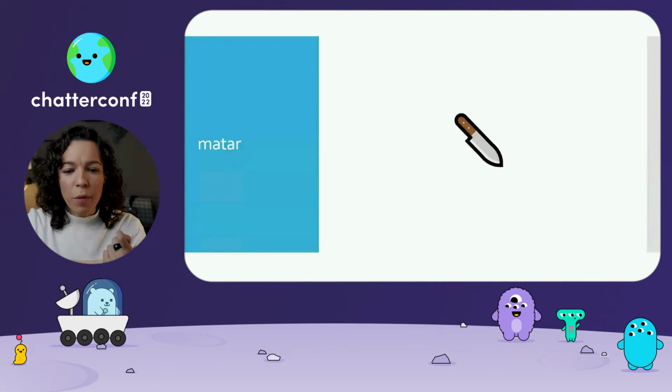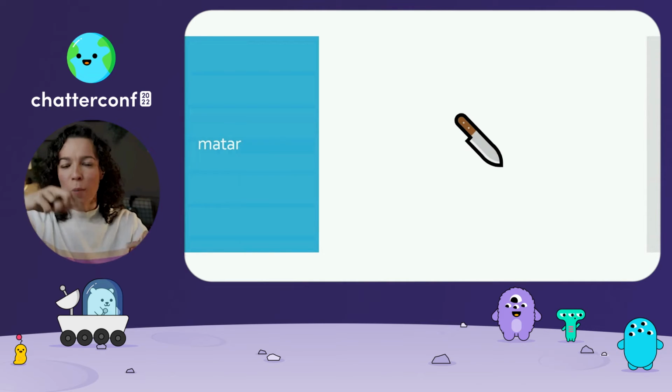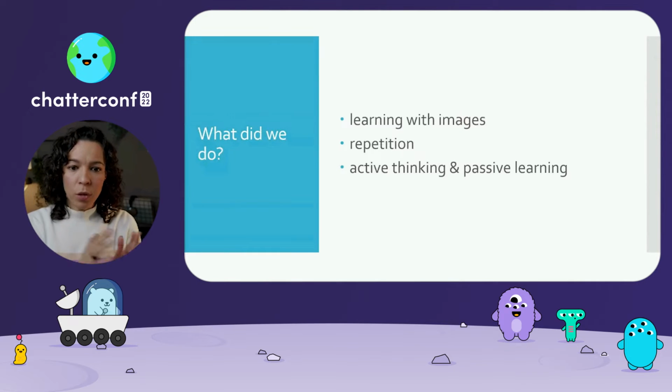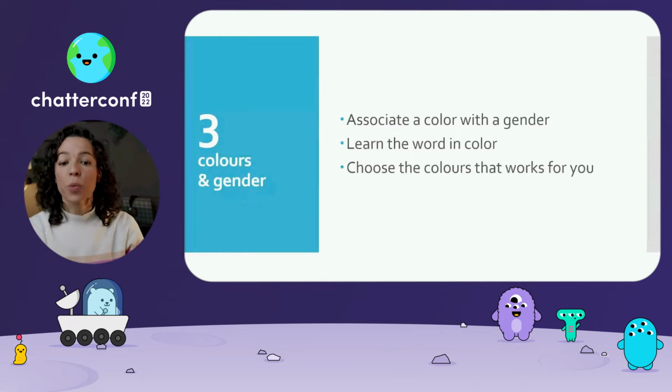So what we have been doing is you have to do nothing. I prepared the slides for you, I moved them for you, you only had to turn your brain on. What we just did is we've been learning with images, we have been learning with repetition, and in this repetition there was active thinking and passive learning. We were not giving you the whole list, you had to actually think actively. So we continue with the tips.